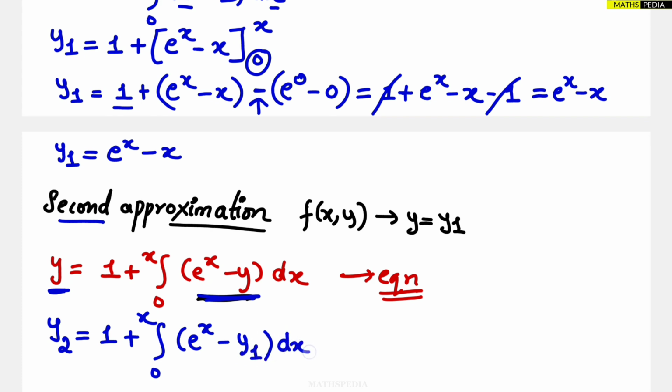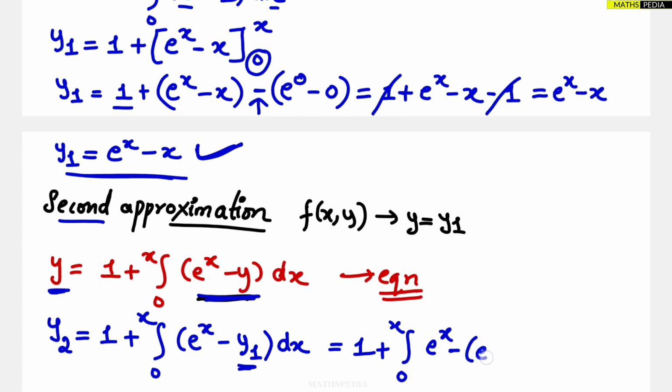Now what is the y1 value? It is not given in the question. Just now we found out the function y1 using y naught. This you have to substitute here. So that becomes 1 as it is plus the integration from 0 to x of e power x minus, be careful with the minus, minus y1, minus of y1. The bracket is very important. Okay, you just have to understand.